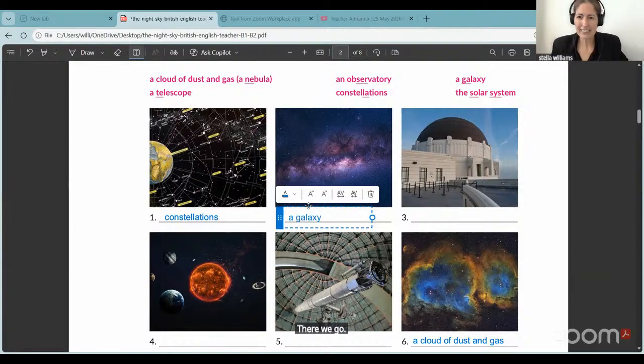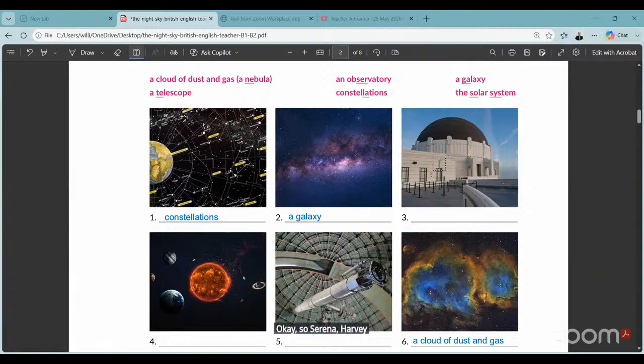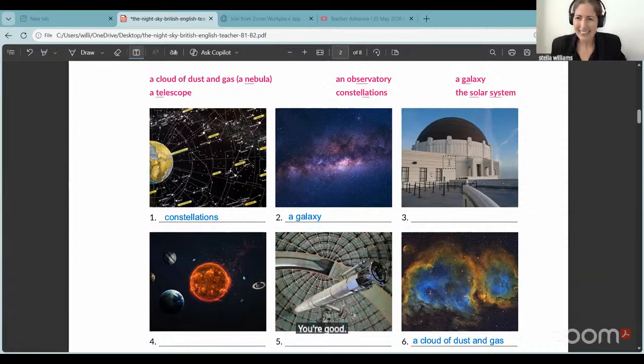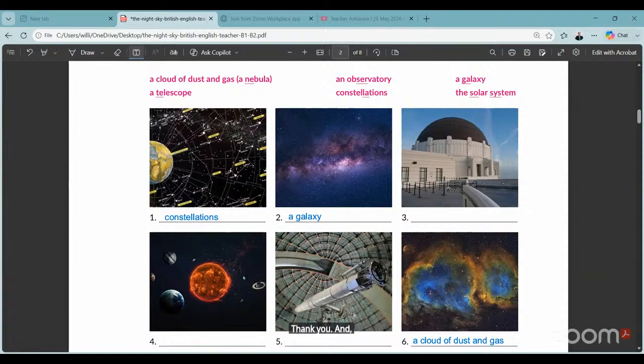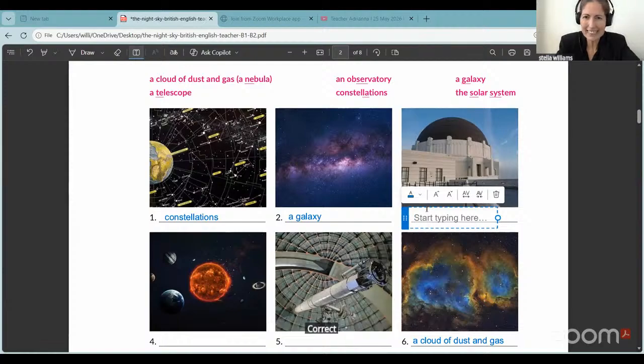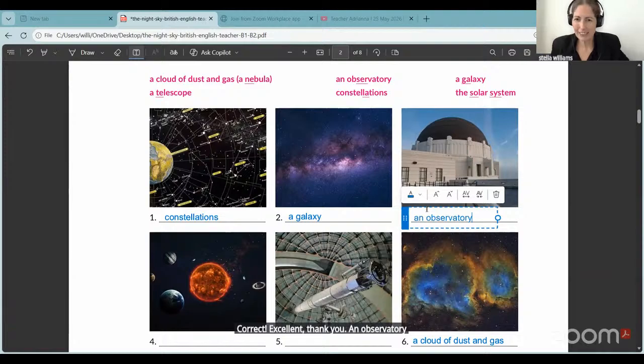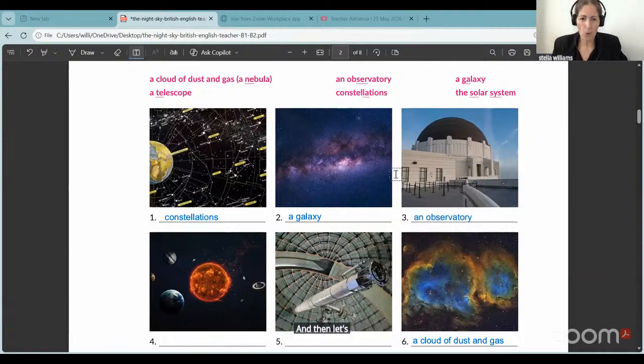All right. Okay, so Serena, hi there. Hi, sweetie. Hi, you good? Thank you. And lovely. Picture number 3, an observatory. Correct. Excellent. Thank you. An observatory. Very good. Observatory. Very good. And then let's look at number 4.